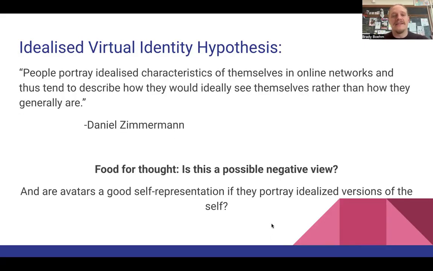Another hypothesis is the idealized virtual identity theory, which is an opposing theory. This idealized virtual identity hypothesis says people present who they wish they were and not who they really are. So this is people showing how they would ideally like to see themselves, not necessarily who they actually are.